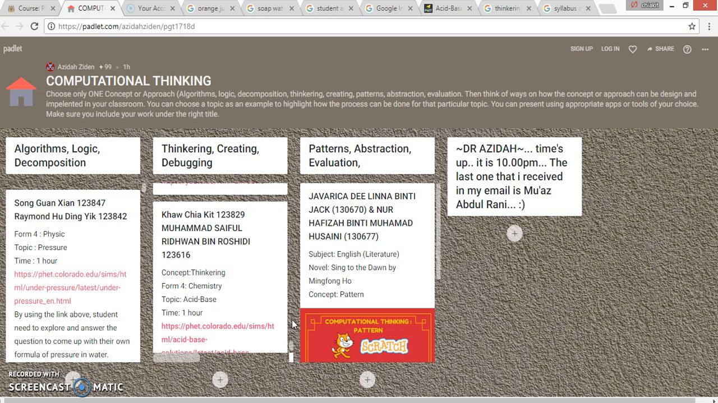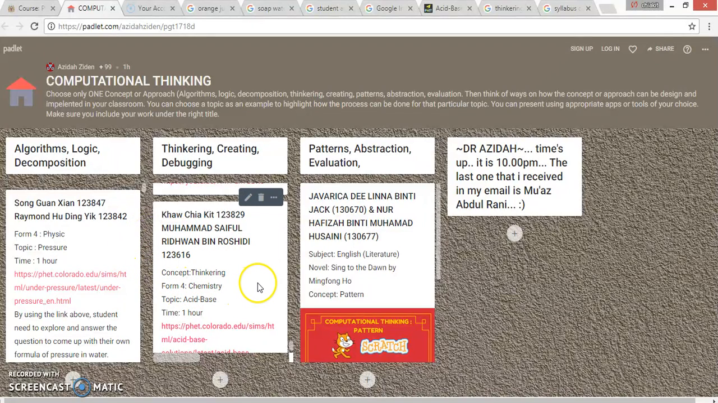So in here, the assignment of the PGT 436, we're going to choose one of the concepts of computational thinking, design it, and implement it in our classroom during teaching. The concept chosen by us is tinkering.